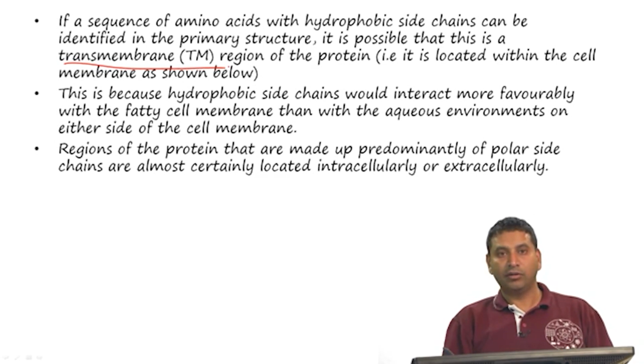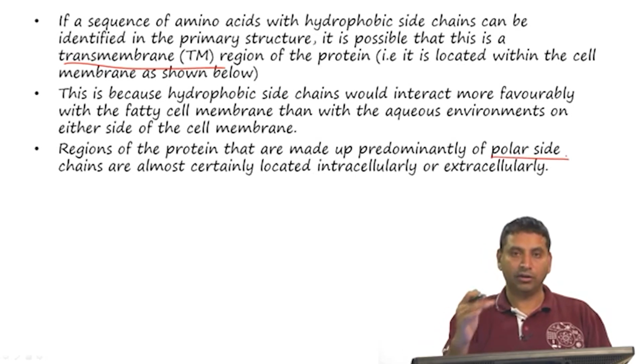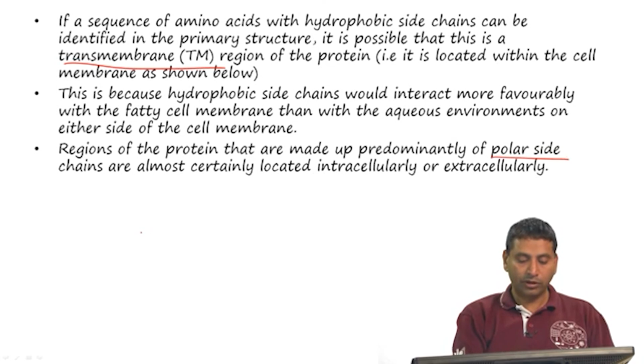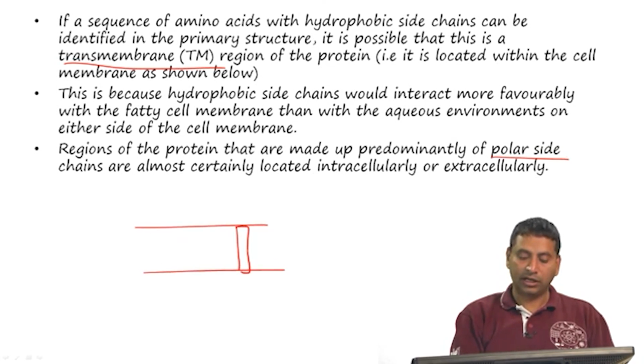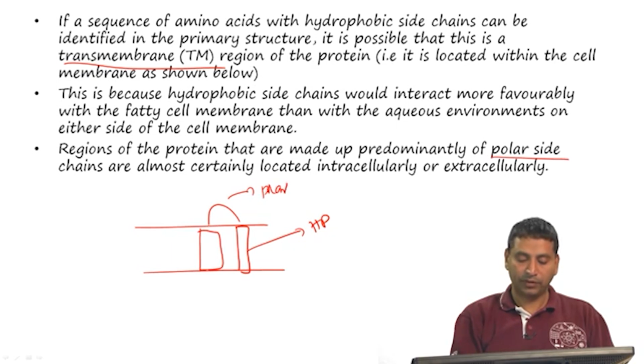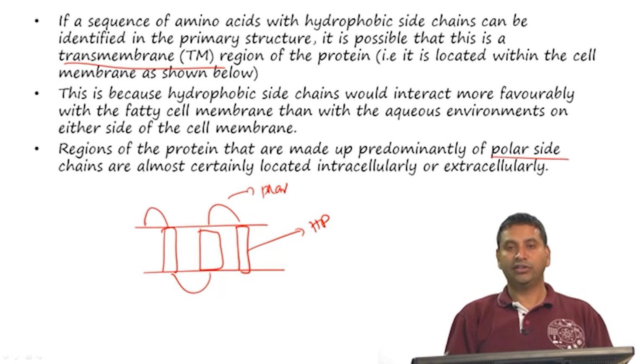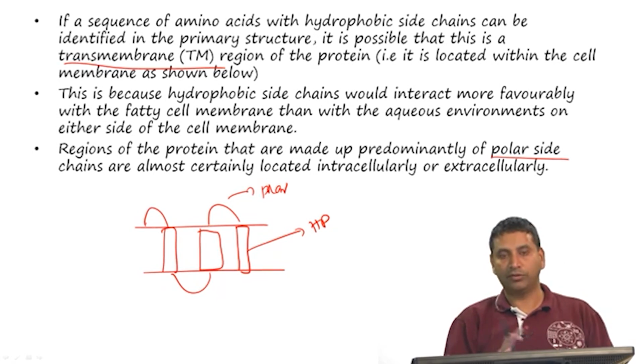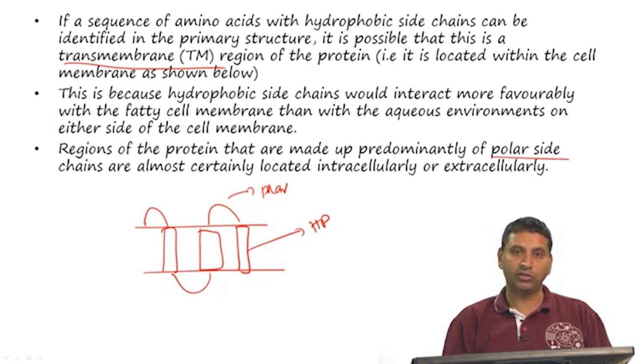So, regions of the protein that are predominantly made of polar side chains are almost certainly located intracellularly or extracellularly. What we could understand here is that the regions which are over here are likely to be hydrophobic, and the regions which are over here are going to be most likely polar. Okay, so you have again binding regions and so on, right. These are some predictions that one could make based on our understanding of how the cell membrane works and the hydrophobicity and hydrophilicity.